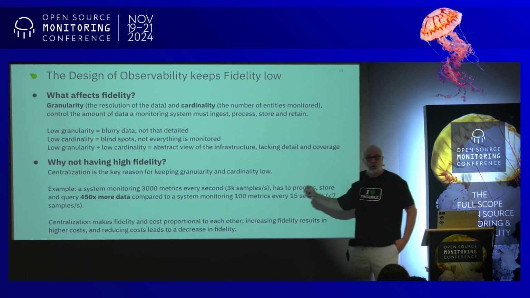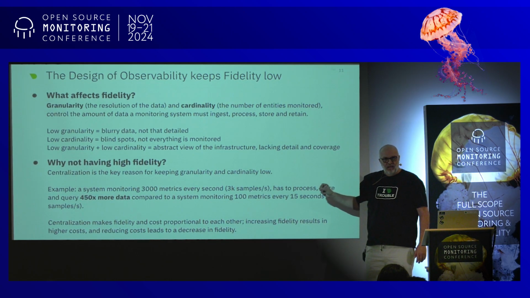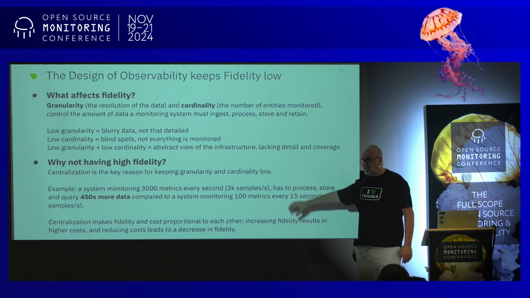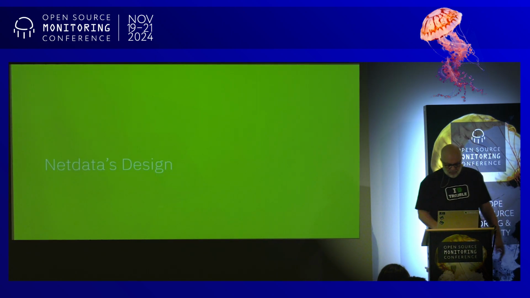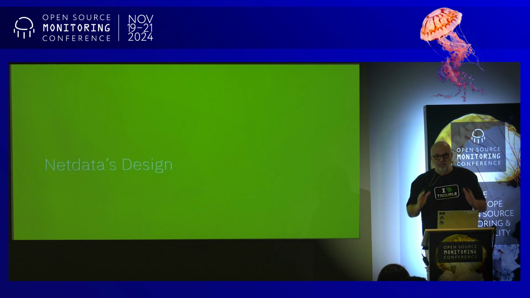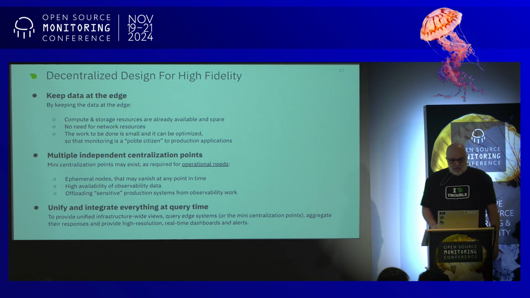450 times more work. And that's the problem of the central databases. So how do we solve this? That was the fundamental problem on observability that we tried to solve. Then we solved a lot more, but let's see them.